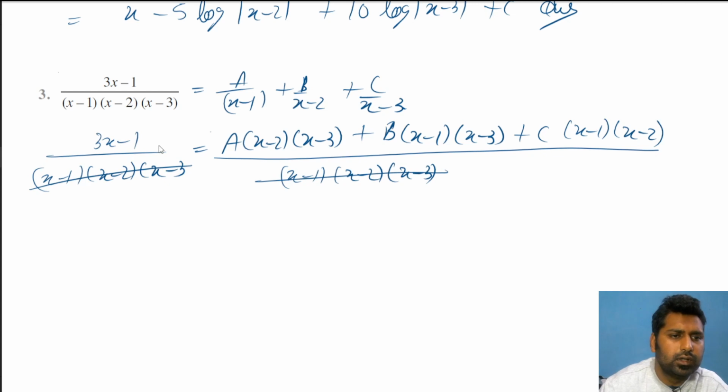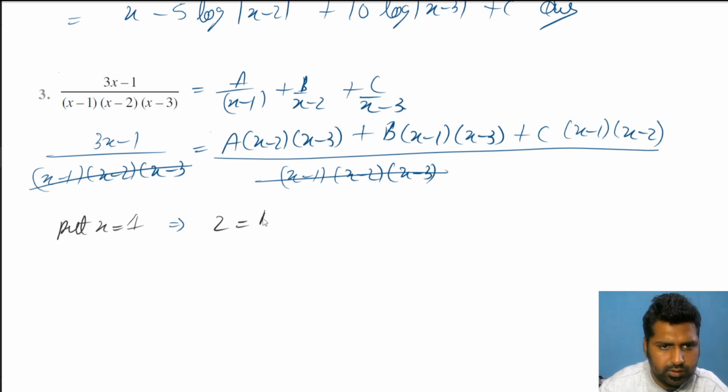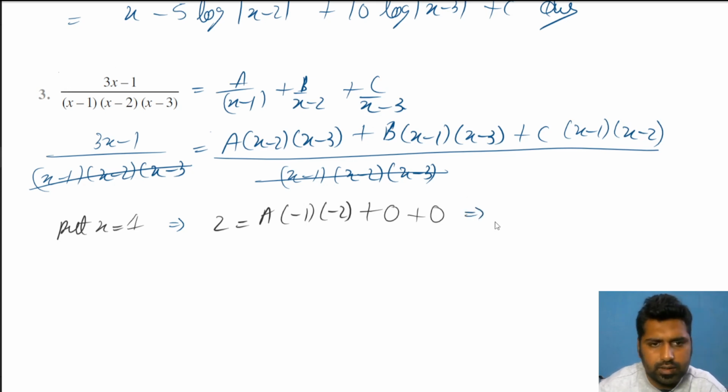Cancel it. Now don't create equations, just put values of x. Let's put x as 1. The moment we put 1, the left side becomes 3 minus 1, that's 2, is equal to a into minus 1 into minus 2 plus, this will make it 0, this will make it 0. So b and c both become 0. Okay, the coefficient becomes 0. So we get directly the value of a: 2a is 2, so a is 1.